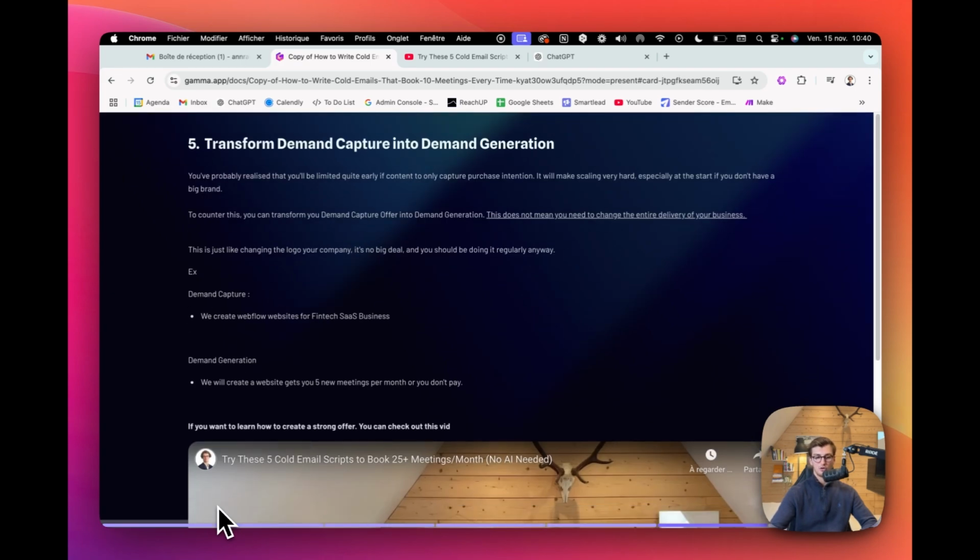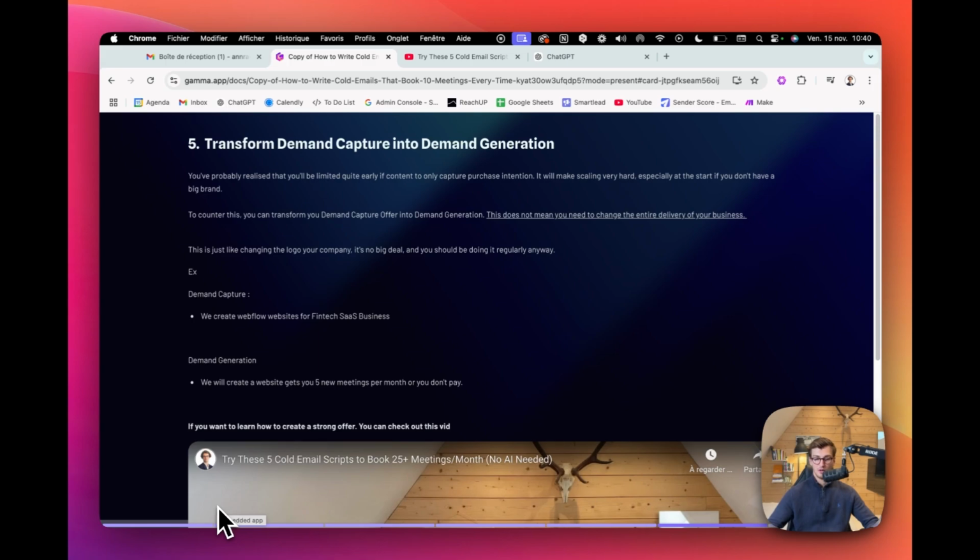And so by now you probably understand that you'll be limited quite early if you only have an offer which captures purchase intention. It's good because you can capture people with specific needs, but you're never going to be able to target cold traffic and convert new people. But if you want to scale, that is where most of the money is, with brand new cold traffic. And especially at the beginning, if you have no brand, it's going to be very hard for you to scale only with demand capture.